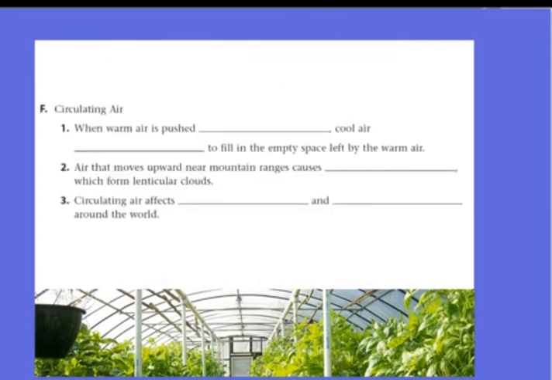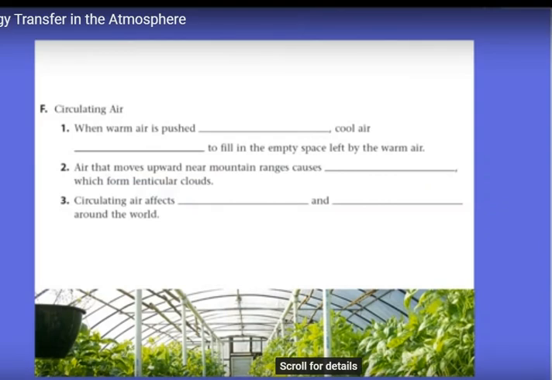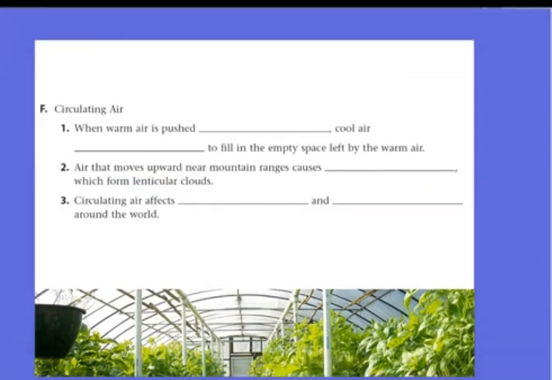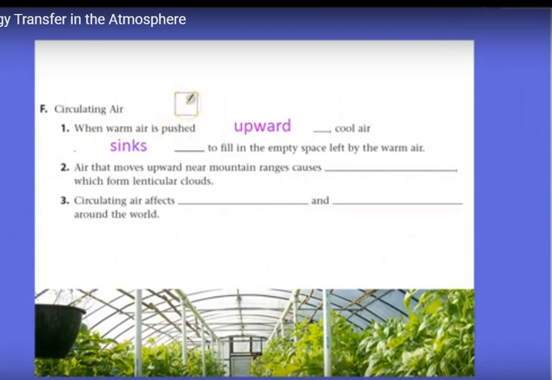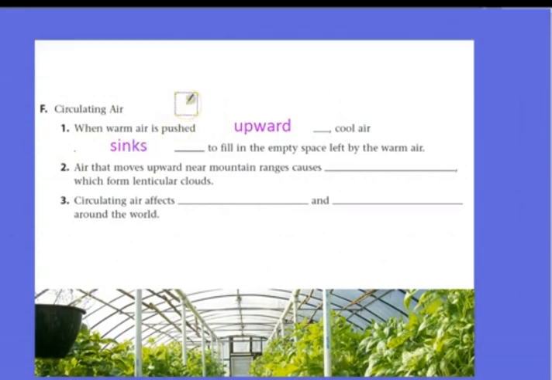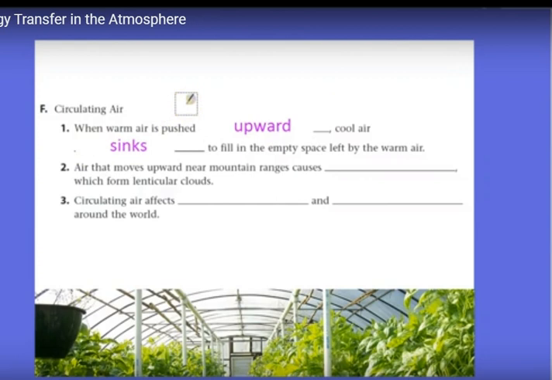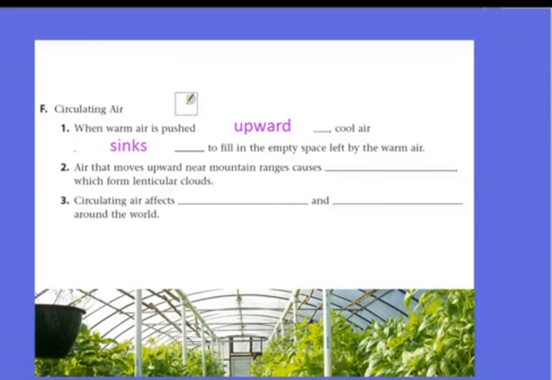Now, let's talk about circulating air, since we did talk about convection. And a lot of weather, essentially all weather, is driven by this circulating air. And wind currents, which we'll talk about in the next lesson, have to do with this. When warm air is pushed upward because heat rises, cool air will sink to fill in the empty space left by the warm air. And like I talked about in the example in my classroom, the warm air moving to cold air, warm to cold, creates air currents.